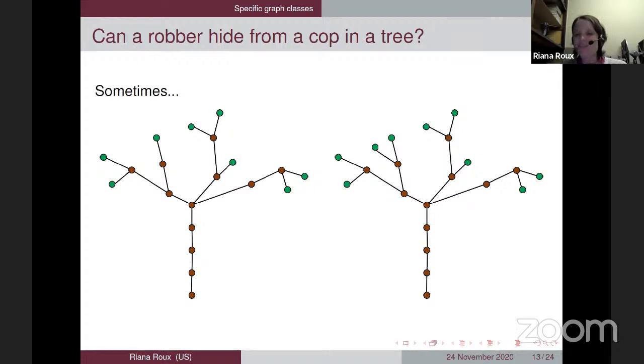Now, if you look at these 2 trees, the answer is sometimes. I want you to see whether you can figure out, just like a hunch, which one of these 2 trees a robber can hide in from a cop, one single cop? So for which one of these 2 trees will the localization number be 1?